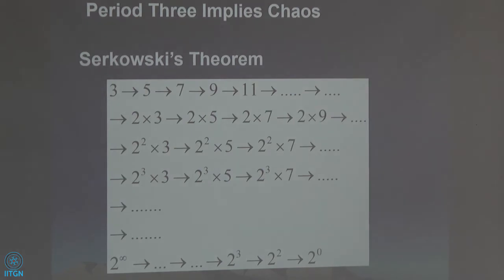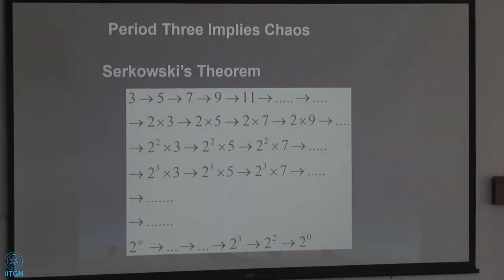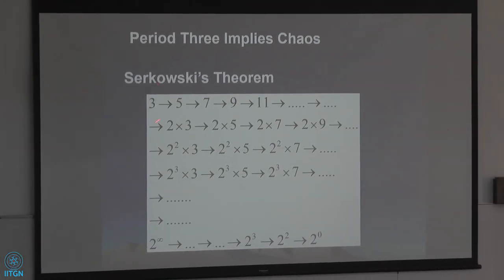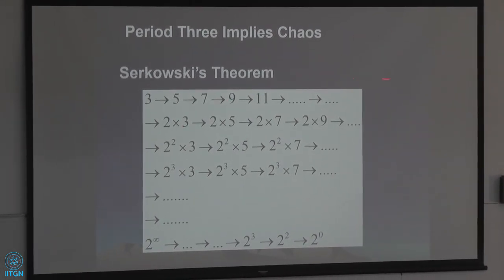So, another thing is period 3 implies chaos. This is Sarkovskii's theorem, that if you see period 3 in any iteration, then you must have seen these cycles.